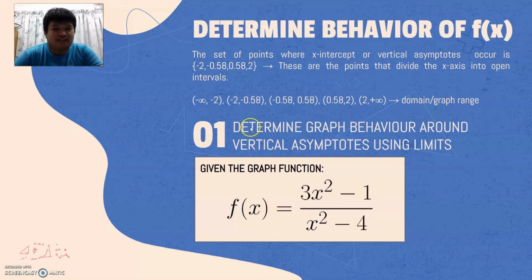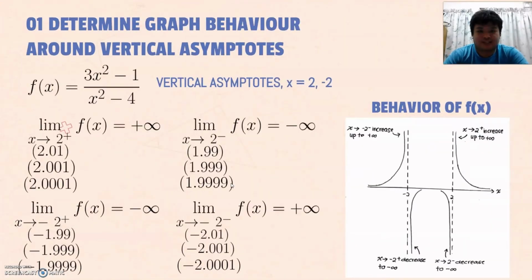Okay, so the first step is to determine the graph behavior around the vertical asymptote using limits. This is our question, question 1. The function is f(x) = (3x^2 - 1) / (x^2 - 4). Now I want to talk about determining graph behavior around the vertical asymptote. In this equation, we found that our vertical asymptotes are x = +2 and x = -2.